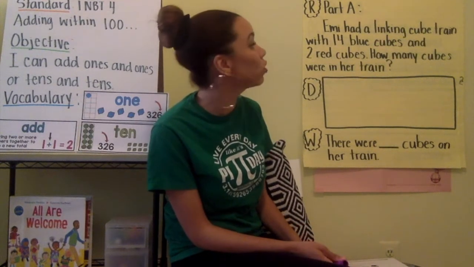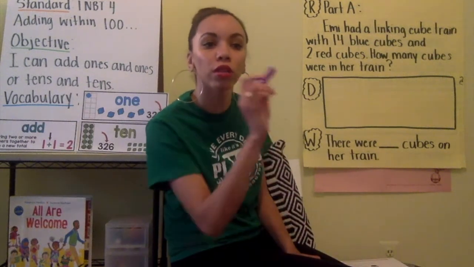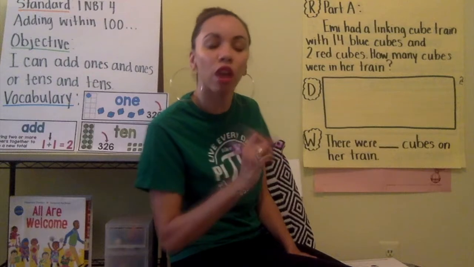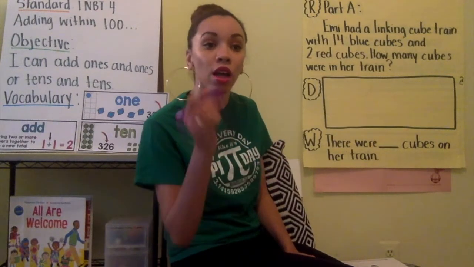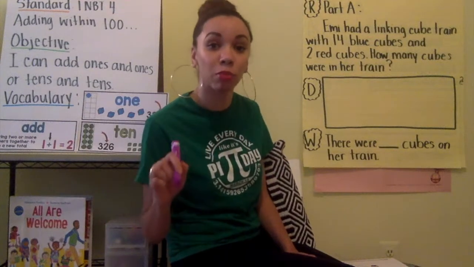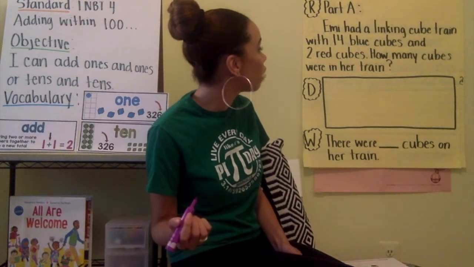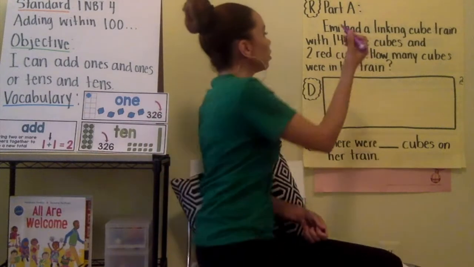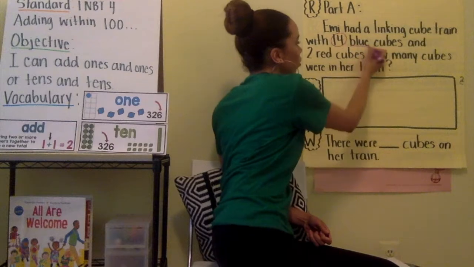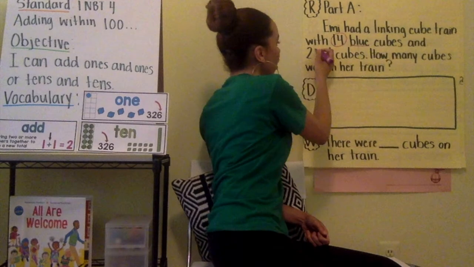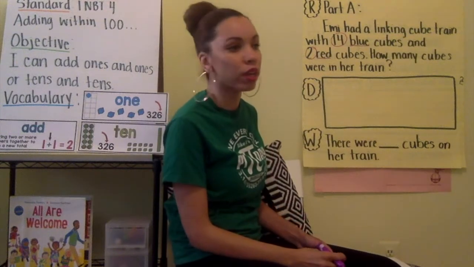So now that I've heard the story, I'm going to go back and circle the numbers that are most important, and I might even underline the colors, because when I get to my drawing section, this can help me label the parts of my picture even better. So let me look. Emmy had a Lincoln Cube train with 14 blue cubes and 2 red cubes. How many cubes were in her train?